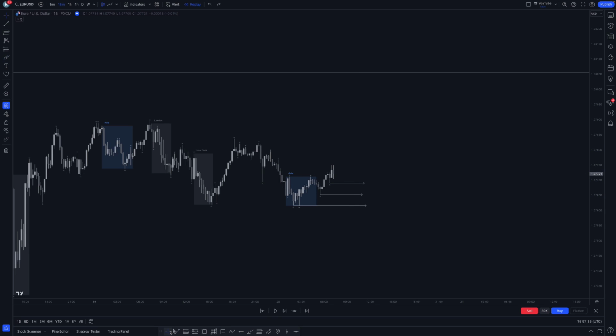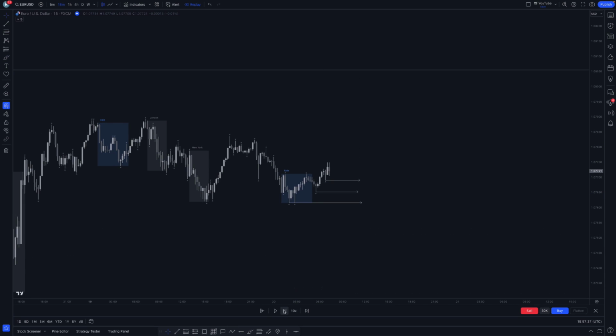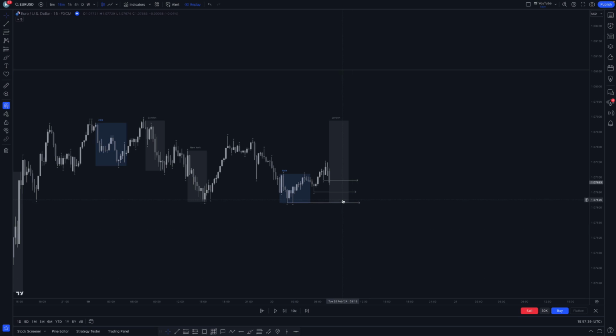So what we're looking for now is to play price forward. As you can see, we do get a dip below this most recent liquidity pool, and this is when I was looking to get involved in the market. It's 7:30 in the morning. We're inside my session timings. We're inside the London kill zone. And here is where I was looking to trade.